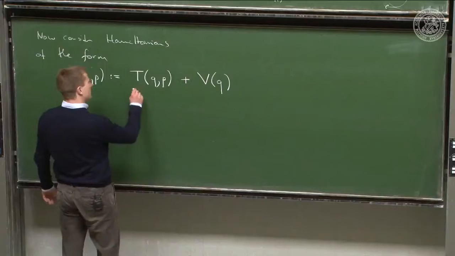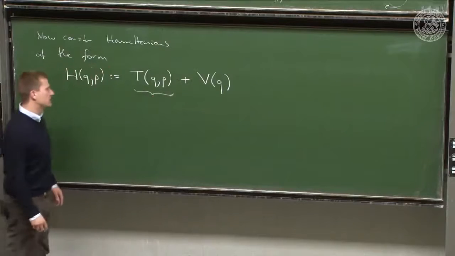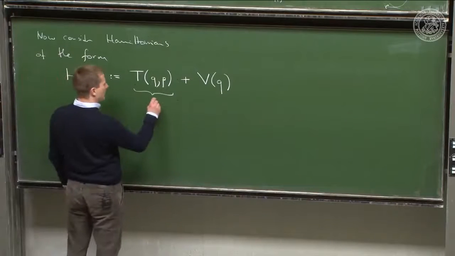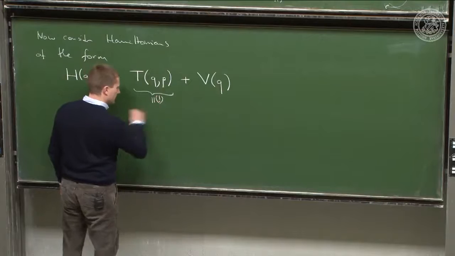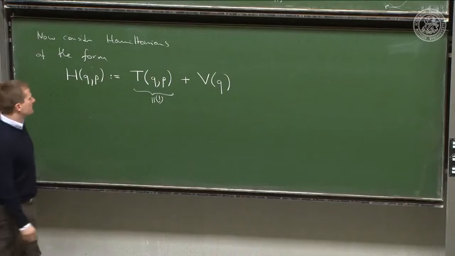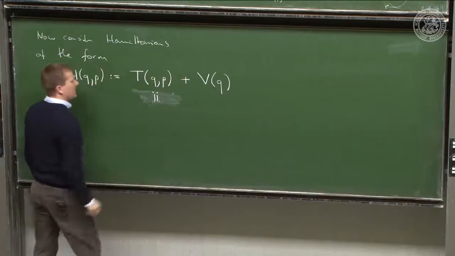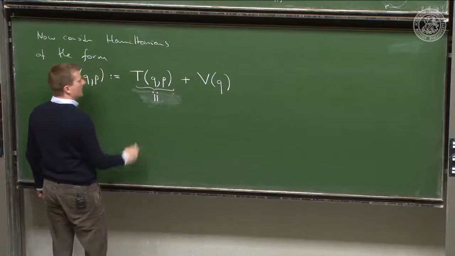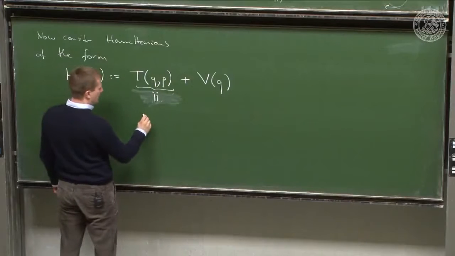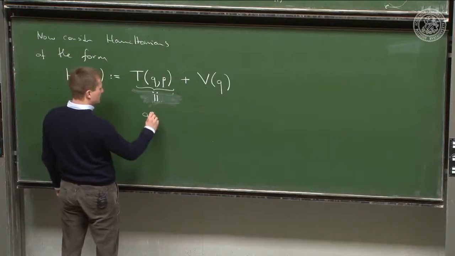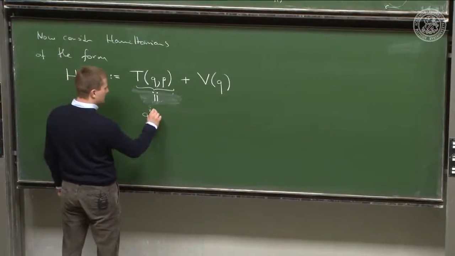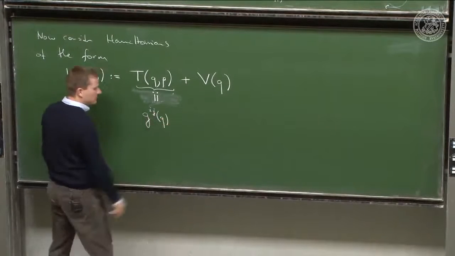And now let's make it even more specific, as a further restriction. We require, with an exclamation mark, that this part be given by a bilinear form G_ij that may depend on the q.